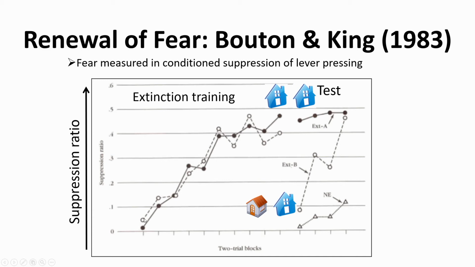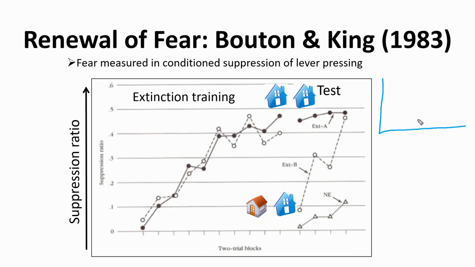In both of these, we're measuring how much they are suppressing their behavior, how much of a fear response they are showing when they're doing their extinction training. So dark circles, we're testing this in A. Open circles, this is being looked at in B. And for both of them, we see a pretty decent extinction curve. So this is the opposite of what we've expected.